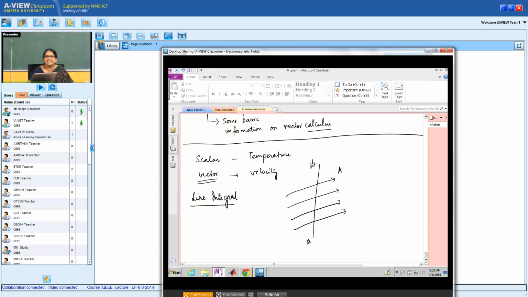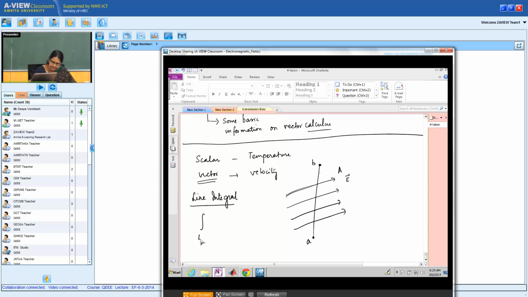A typical example where we would use this is if this is an electric field, if the lines represent an electric field, and let's say I want to know how much work I need to do to take a charge from the point A to the point B. That's a context where this line integral is going to get used.